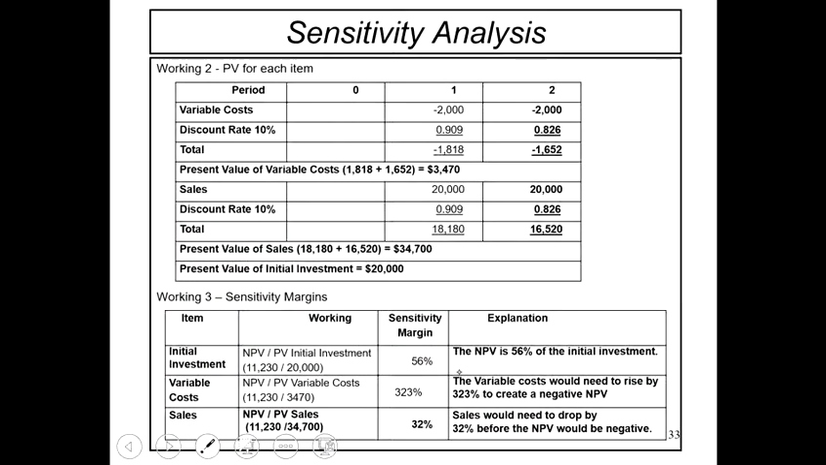Okay, itu step 1. So next step 2 kita kena kira PV for each item. Okay, so sama juga macam tadi. Kita ambil variable cost tu and then discount rate 10%, refer to table. Okay, so you akan dapat sama. So you darab je lah. So you akan dapat total present value of variable cost, tambah je 2 ni. So you akan dapat 3,470.